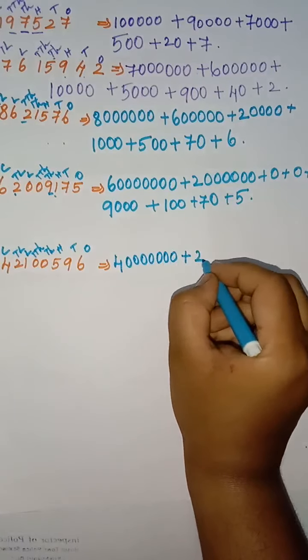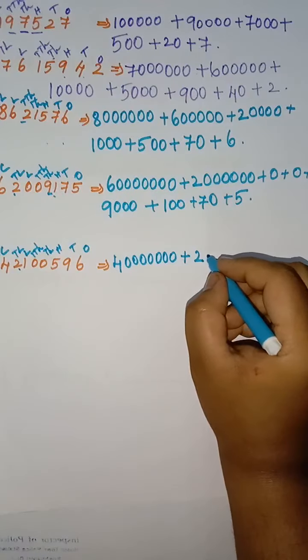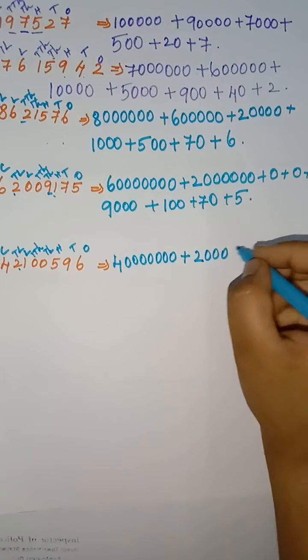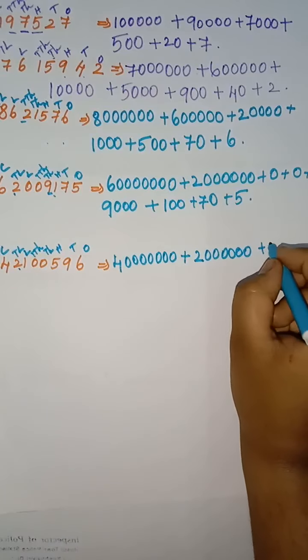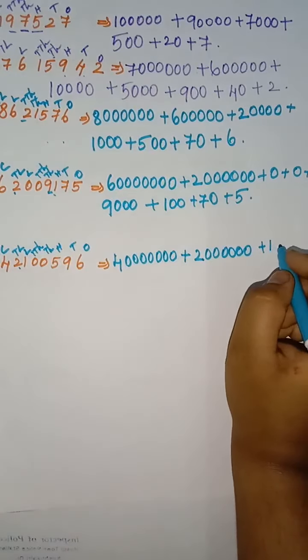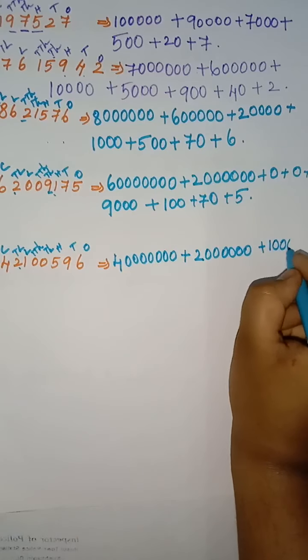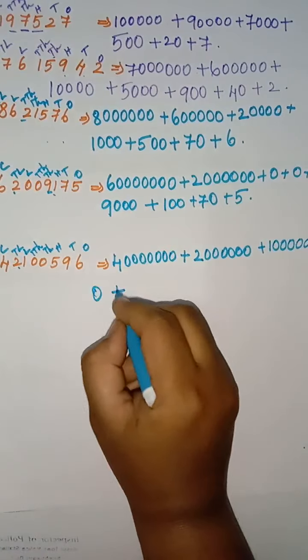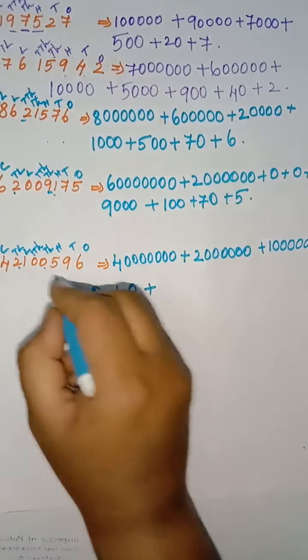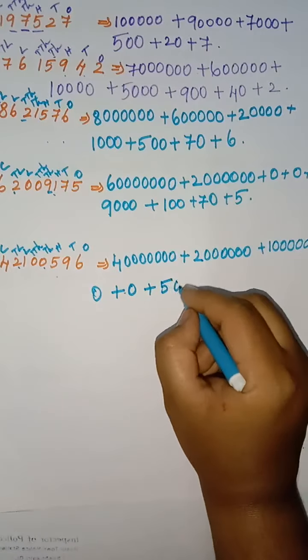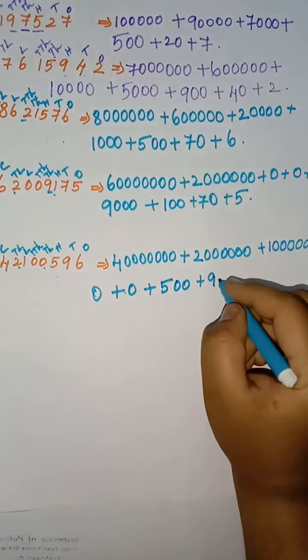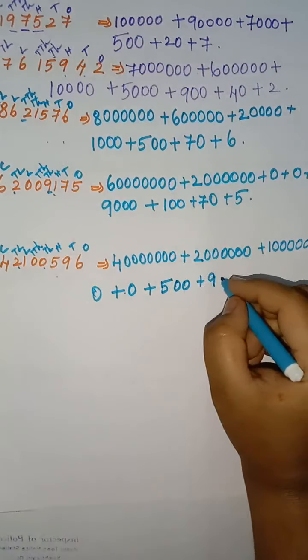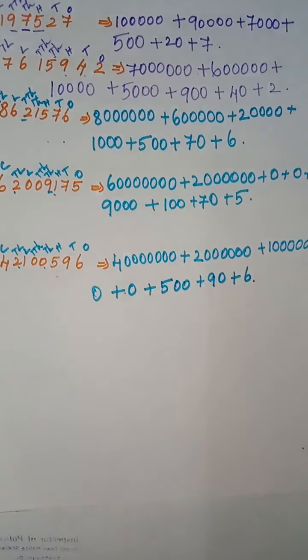Okay, plus 2. Then 10 lakh, it is 6 zeros. So 1 2 3, 1 2 3. Plus 1 lakh. Lakh means how many 0? 5 0. So 1 2 3 4 5. Plus then 0 plus 0, plus for 5 it is 100. So 2 zeros. So for 9 it is 10. So 1 0 plus the remaining 6. Clear? Okay, can you understand how to write the expanded form?